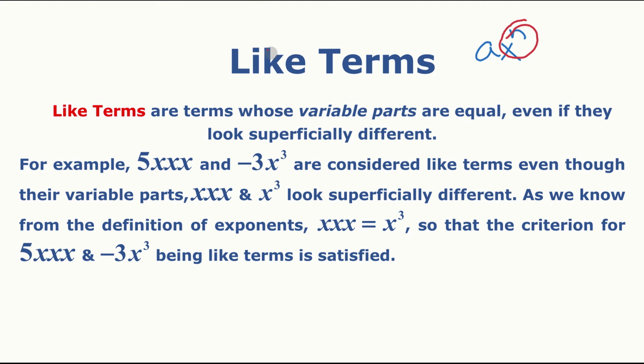Now, notice that sometimes the variable parts may look superficially different, but as long as they're fundamentally equal, we consider those to be like terms. So these two, even though the variable parts look somewhat different in here, are considered like terms because the criterion is met, since we know that x times x times x is indeed the same as x cubed.